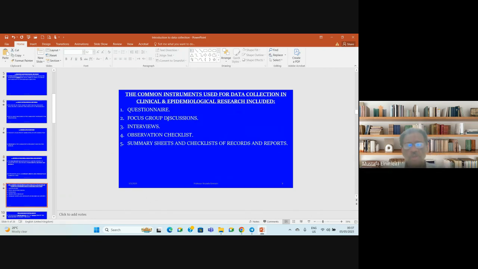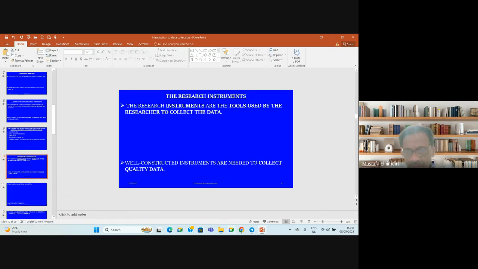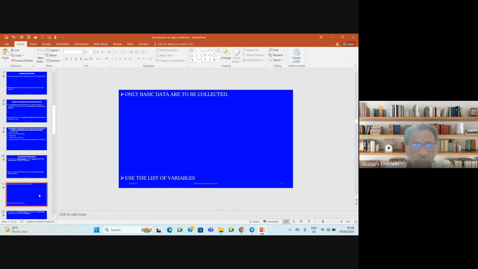The common instruments used for data collection in clinical and epidemiological research include questionnaire, focus group discussions, interviews, observation checklist, and summary sheets and checklists of records, reports, and registers. The research instruments are the tools used by the researcher to collect the data, and it's very important that well-constructed instruments are needed to collect quality data.